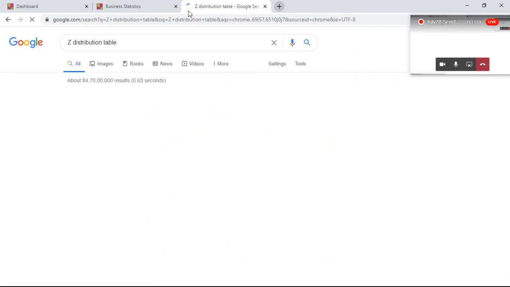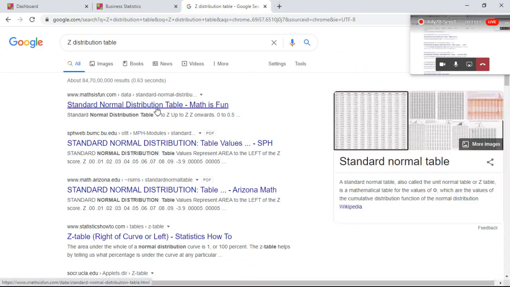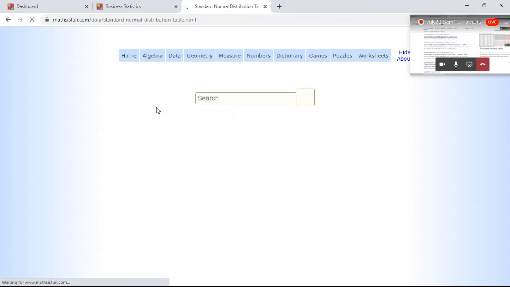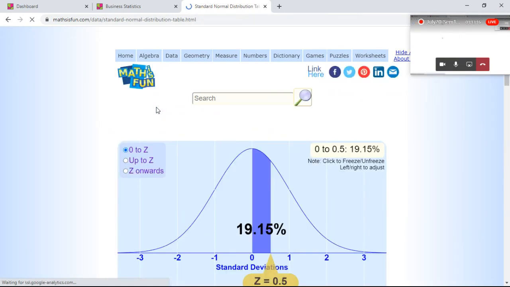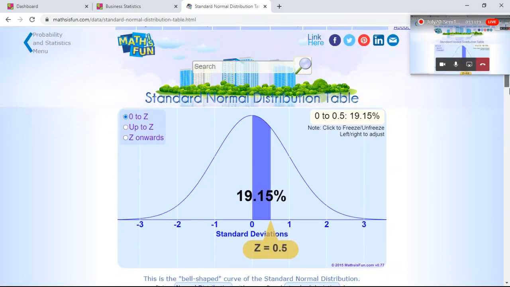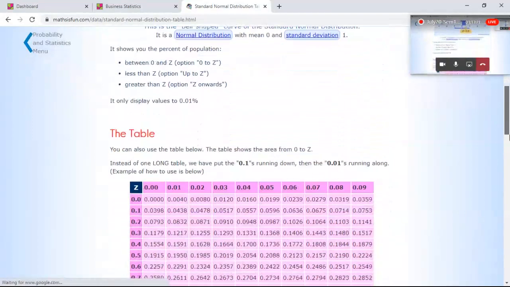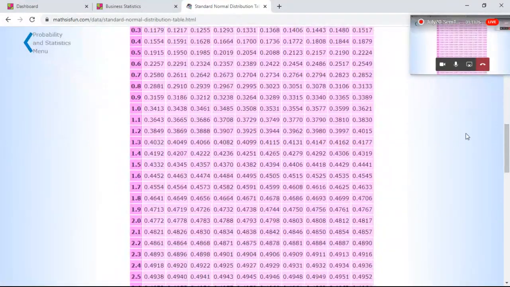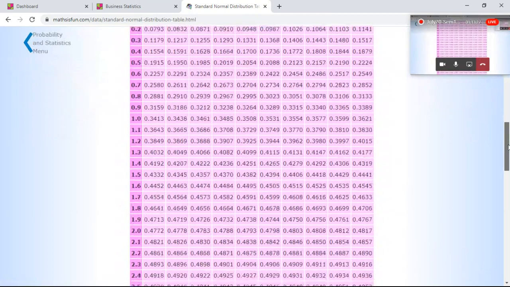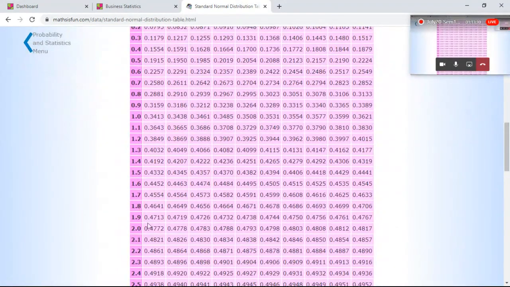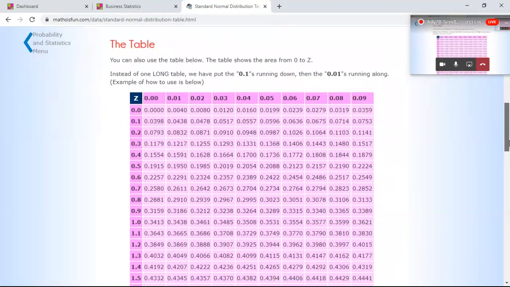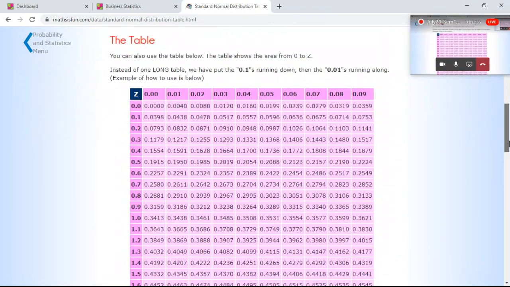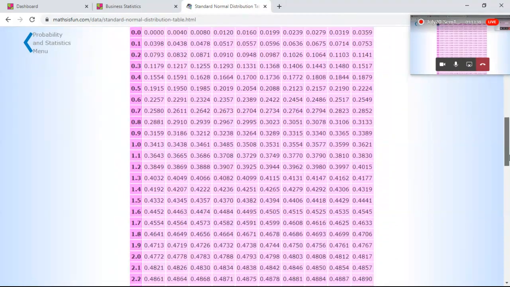Here you will get the normal Z distribution table. Click it here. I will upload this Z distribution table also on the Padlet, but you just see the Z distribution table. And for Z, my Z value at 95% confidence level means 0.05, means at the 0.05 value.